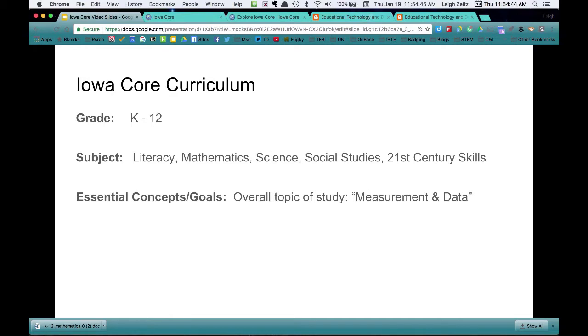Now, there's 2 areas that they talk about. They talk about the broader area, which is the essential concepts or goals. That's the overall topic of study. Measurement and data would be an example of that. That's what we're talking about.